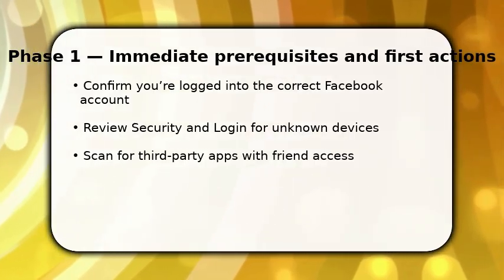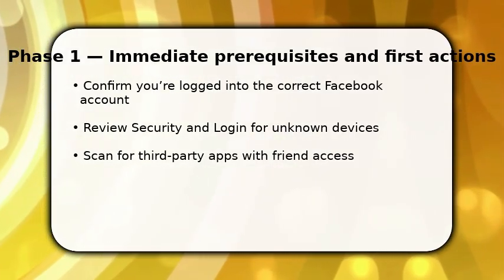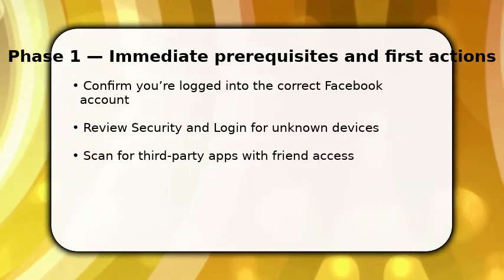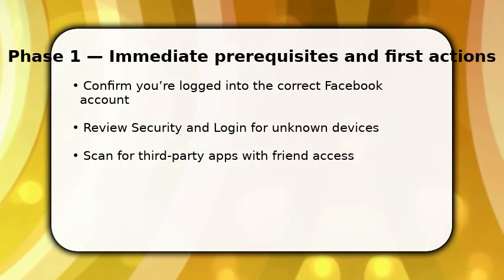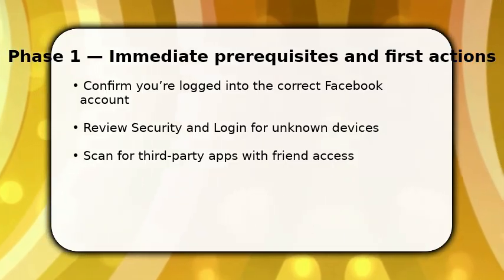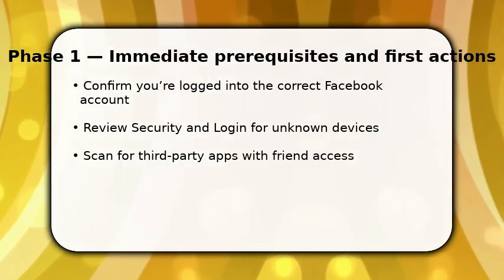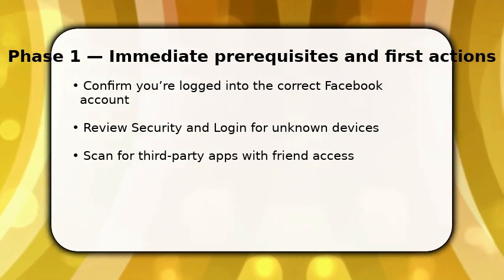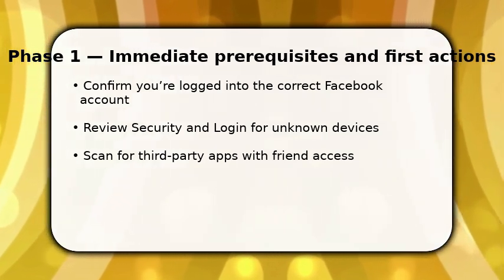Next, go to Settings, right arrow, Apps and Websites and remove any third-party apps that request friend list or posting permissions. Those are common culprits. Do this now to stop automated actions while we proceed to deeper cleanup and permissions reset in the next step.